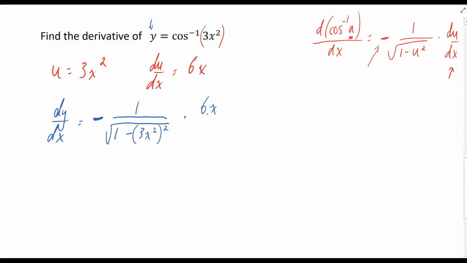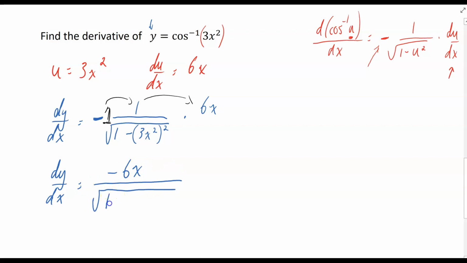To tidy that up, we do have a coefficient of negative 1 out there, right? It's multiplied by 1, which is multiplied by 6x, all in the numerator. So dy dx is negative 6x all over the square root of 1 minus. Now remember, we have to square the 3, and we have to square the x squared. And it's finished.